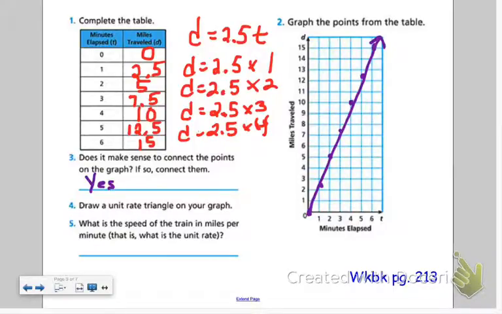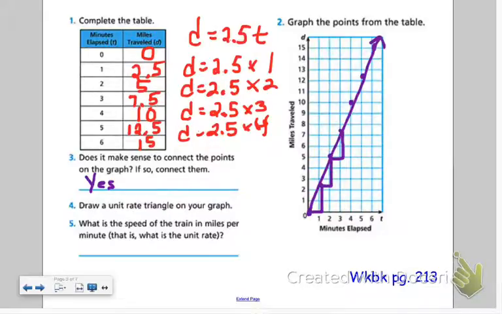Draw a unit rate triangle on your graph. So let's see. Remember, the unit rate triangle shows us how much for 1. So for 1 minute, we go up 2.5. For another minute, we go up another 2.5. For another minute, we go up another 2.5. And each time, we're increasing it by 2.5.